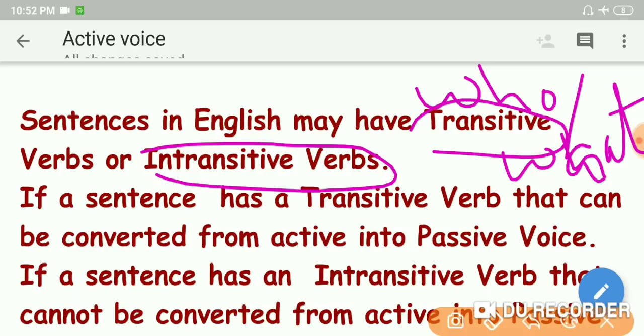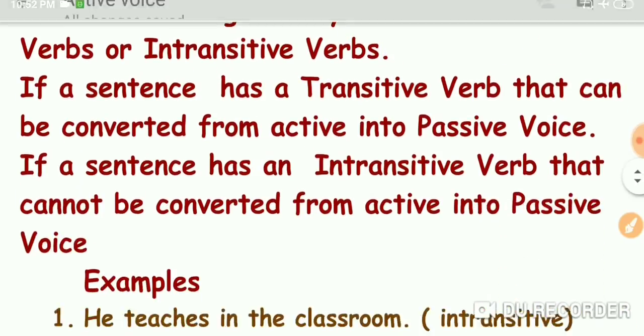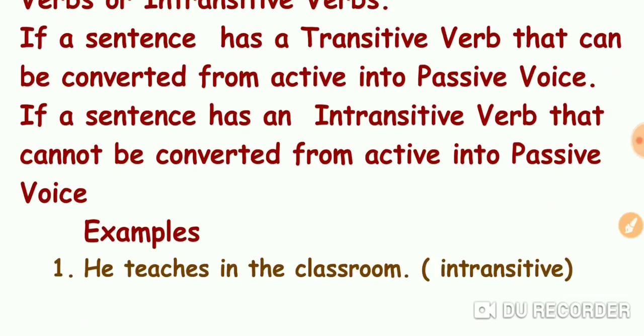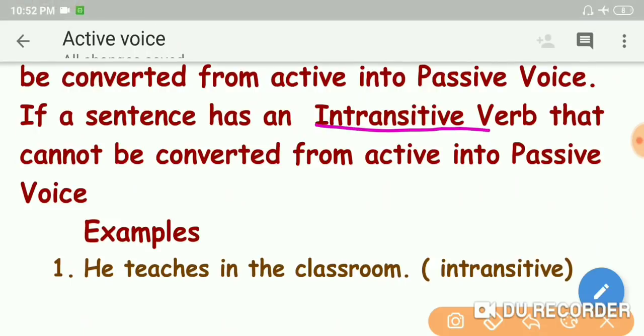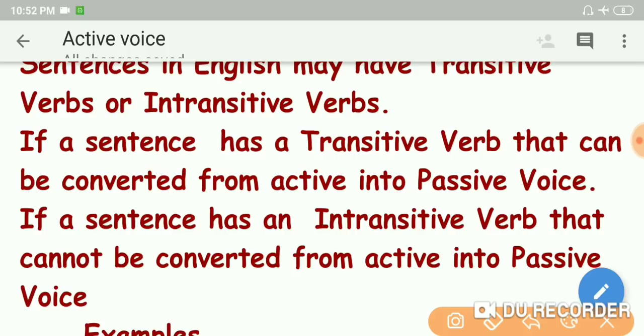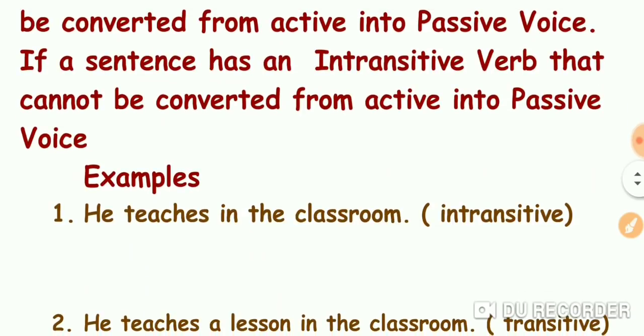If a sentence has a transitive verb, that can be converted from active into passive. If a sentence has an intransitive verb, it cannot be converted from active into passive. If it has an intransitive verb, we cannot convert. If it has a transitive verb, that can be converted from active into passive. That means what is needed to convert from active into passive? There must be a transitive verb in the sentence.